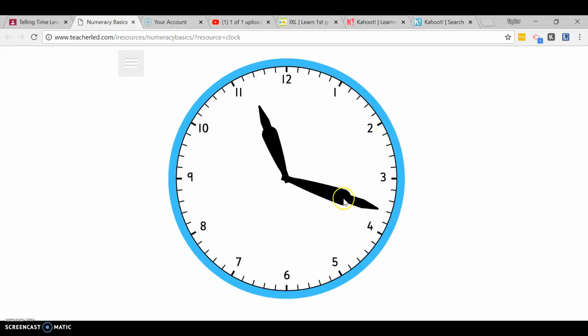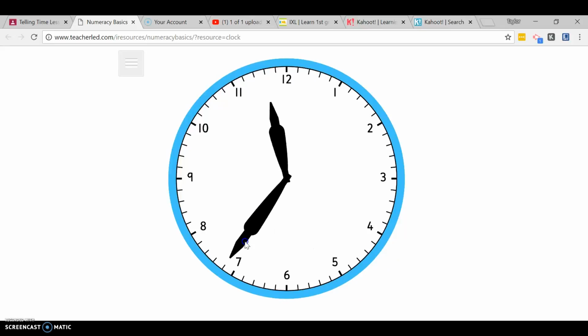The next thing is this hand. Who knows what this hand is called? Notice it is the longer hand. Yes, it is called the minute hand. Okay, so you will see the same thing. It does only go in one direction, but I do want you to notice one more thing.